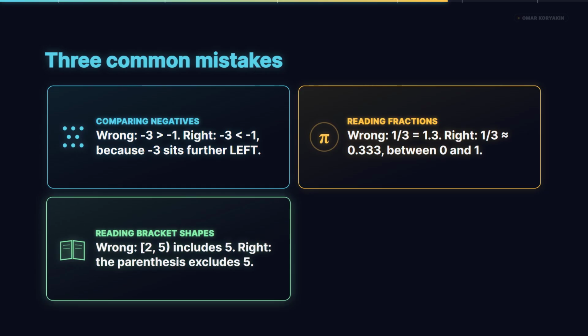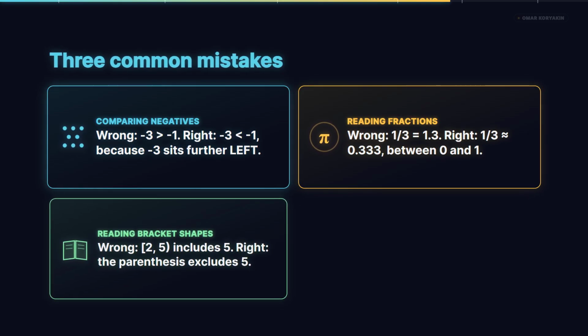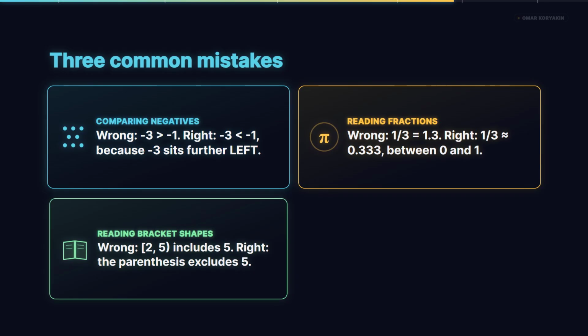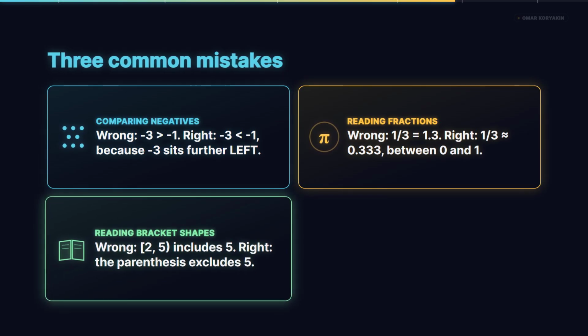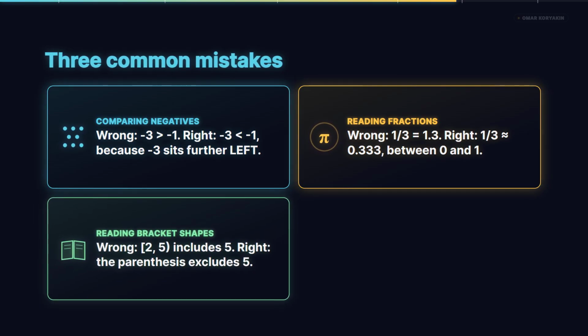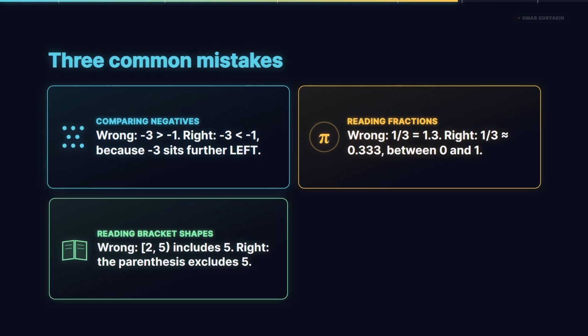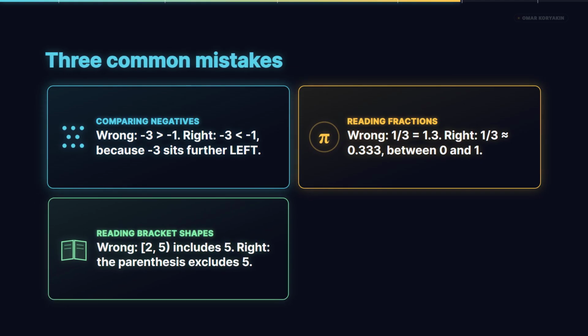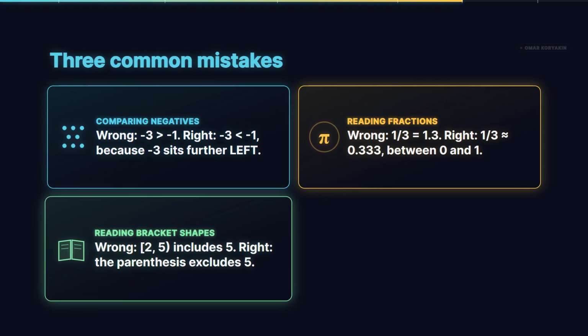Reading bracket shapes. A student sees the interval written as bracket 2, 5 parenthesis and assumes the whole thing is included. That assumption is wrong. The square bracket on the left means the 2 is included. The parenthesis on the right means the 5 is excluded. The shape of each bracket sets the rule for that endpoint, and the two endpoints are independent of each other.